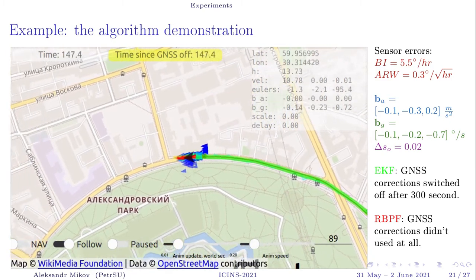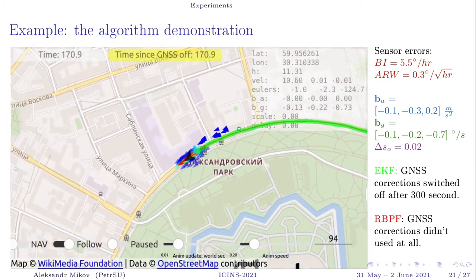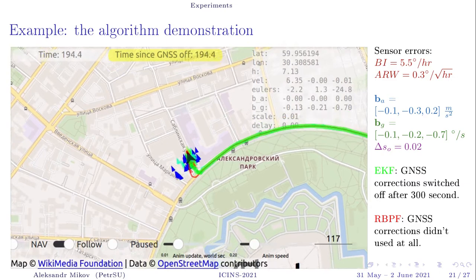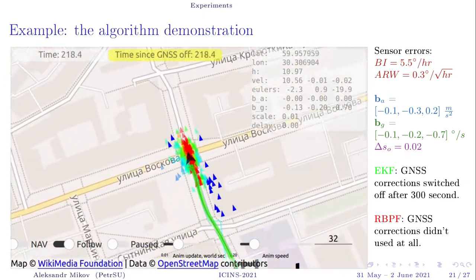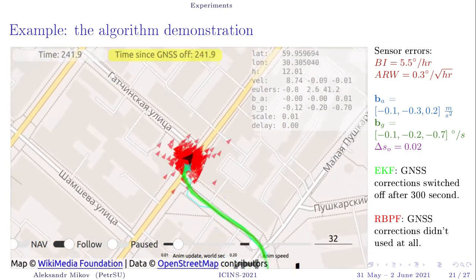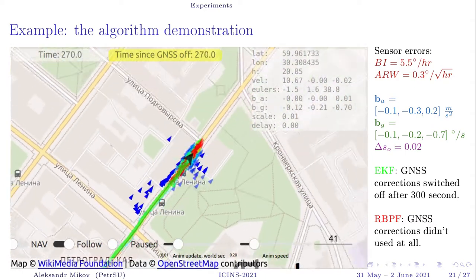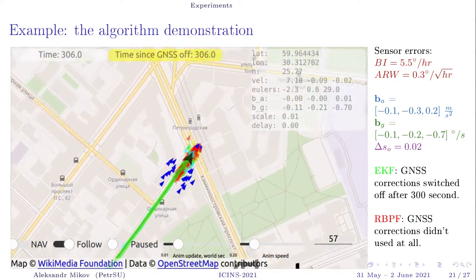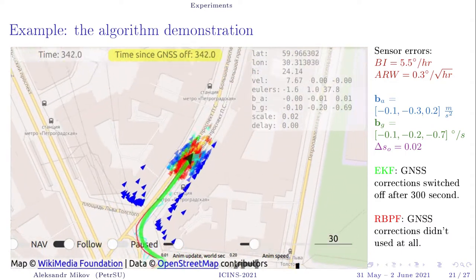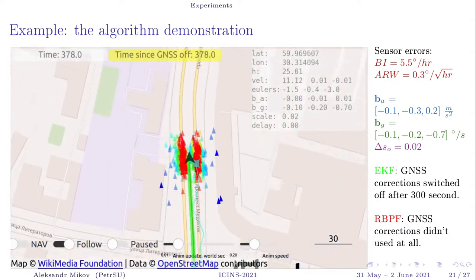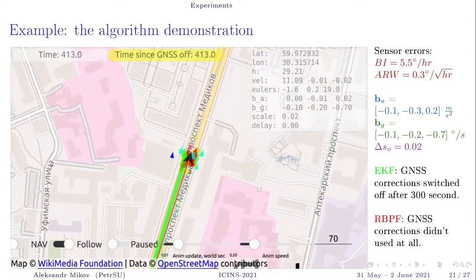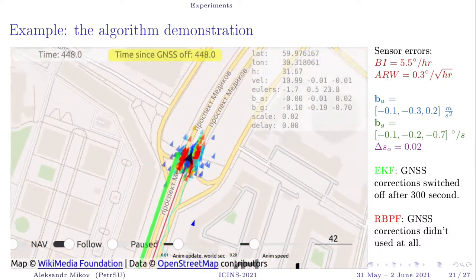It can be seen that the particles move along the road graph. The particles are weighted proportionally to their distance to the nearest edge of the road. Also, some particles are removed from the set due to their intersection with the geometry of the surrounding buildings. Recall that the trajectory calculated using EKF is shown in green, and the trajectory of the proposed algorithm in red.